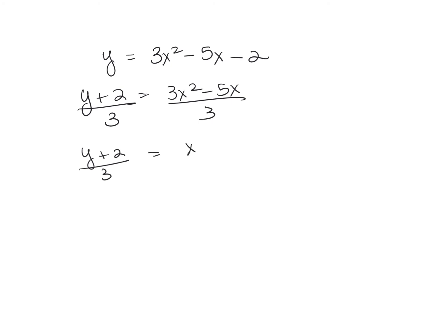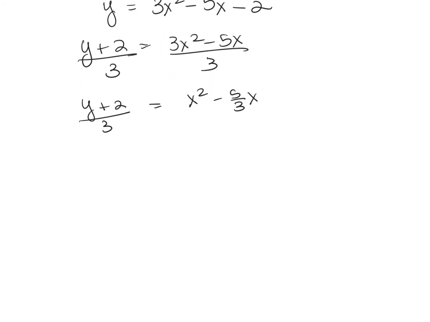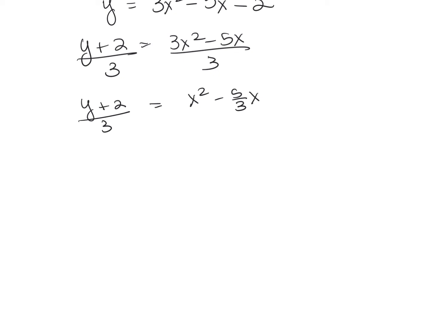And I'd have x squared minus 5/3 x. And then I can complete the square. Half of 5/3 would be 5/6, squared would be 25/36. So I can add 25/36 to both sides.